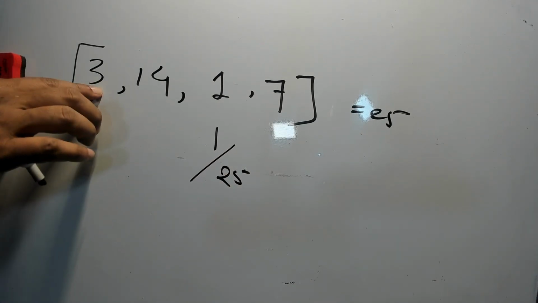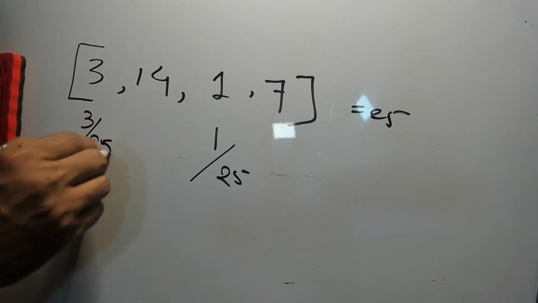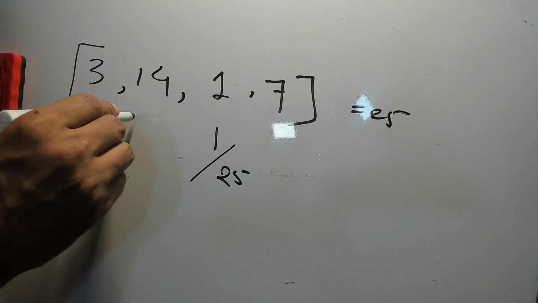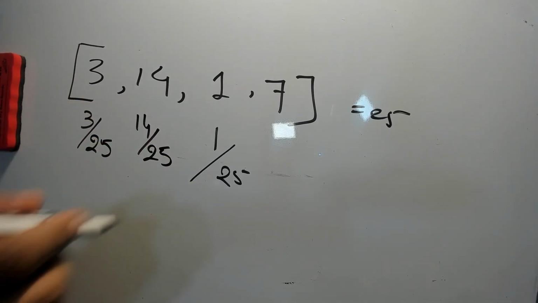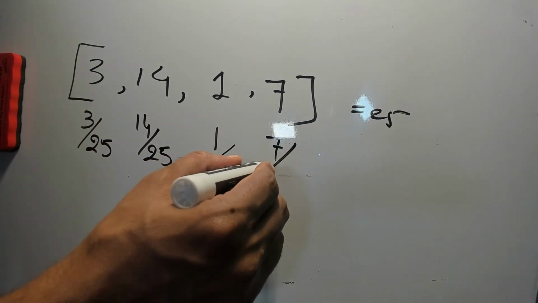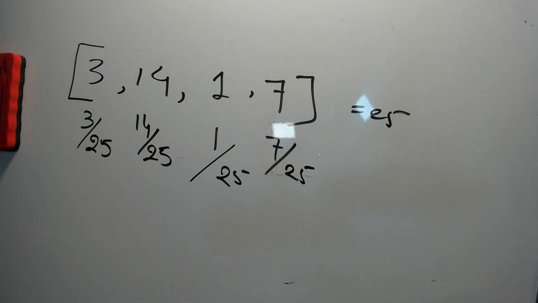Similarly, if we pick 3, the probability will be 3 divided by 25. For 14, it will be 14 divided by 25. For 7, it will be 7 divided by 25. That's the requirement.